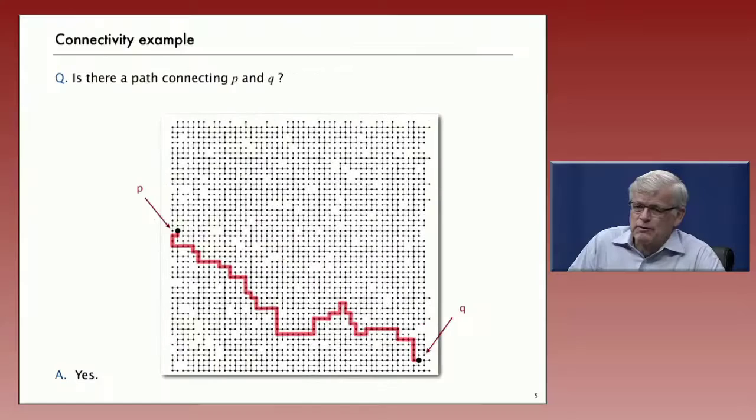Now, the algorithms that we're looking at today are not going to actually give the path connecting the two objects. It's just going to be able to answer the question, is there a path? In part 2 of the course, we'll consider algorithms that explicitly find paths. They're not as efficient as union find because they have more work to do.